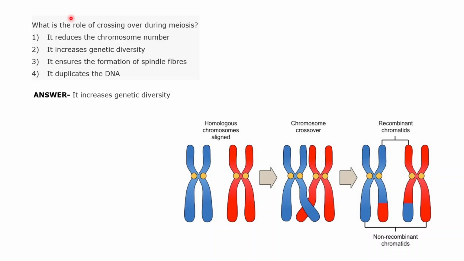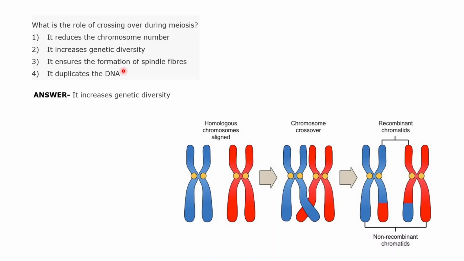It reduces chromosome number, that is right, but it is an overall process of meiosis, not of crossing over. The individual process of crossing over is to generate genetic diversity, but it doesn't reduce the chromosome number. The chromosome number is reduced at the end of meiosis 2, where it is reduced to half. That is, if it starts with diploid cells at meiosis 1, then it ends with haploid cells at meiosis 2, right? So it is not a function of crossing over, it is actually a function of meiosis 2. And it ensures formation of spindle fibers.